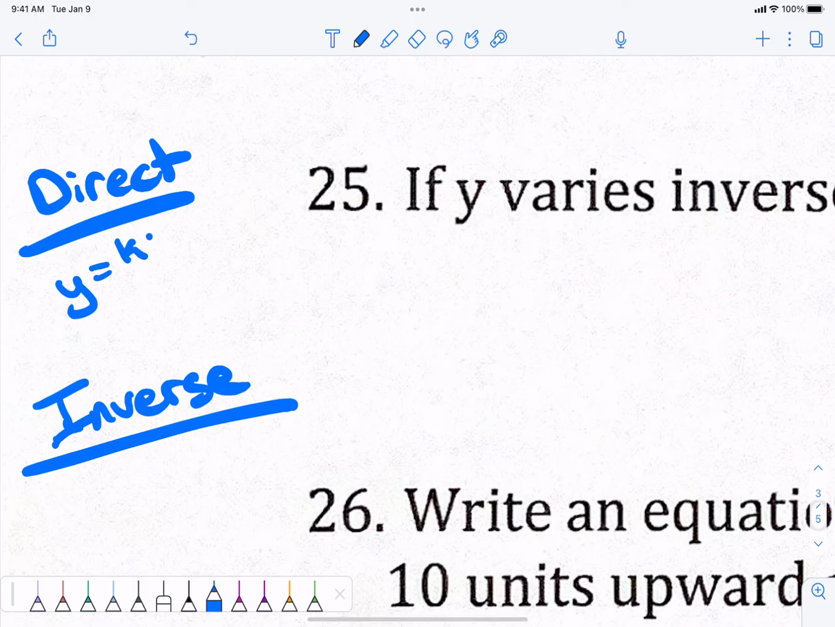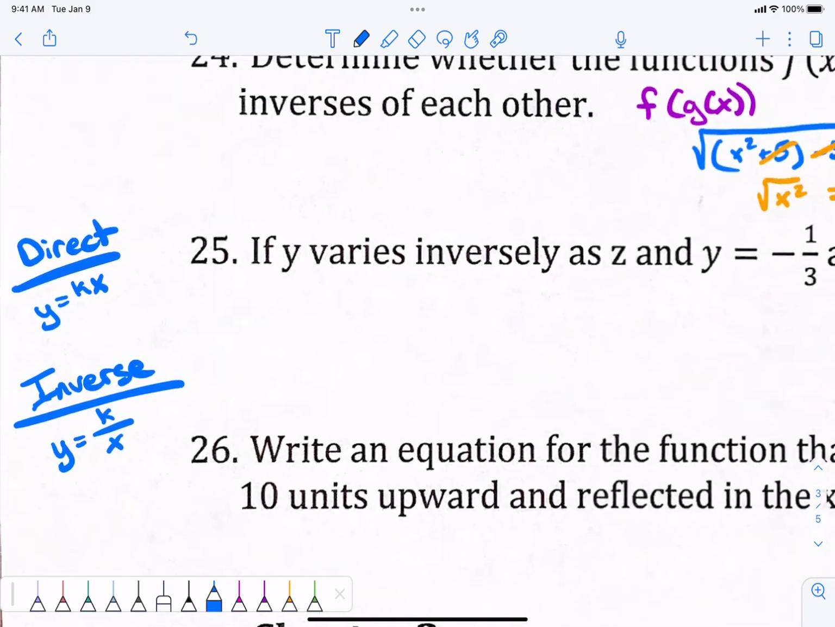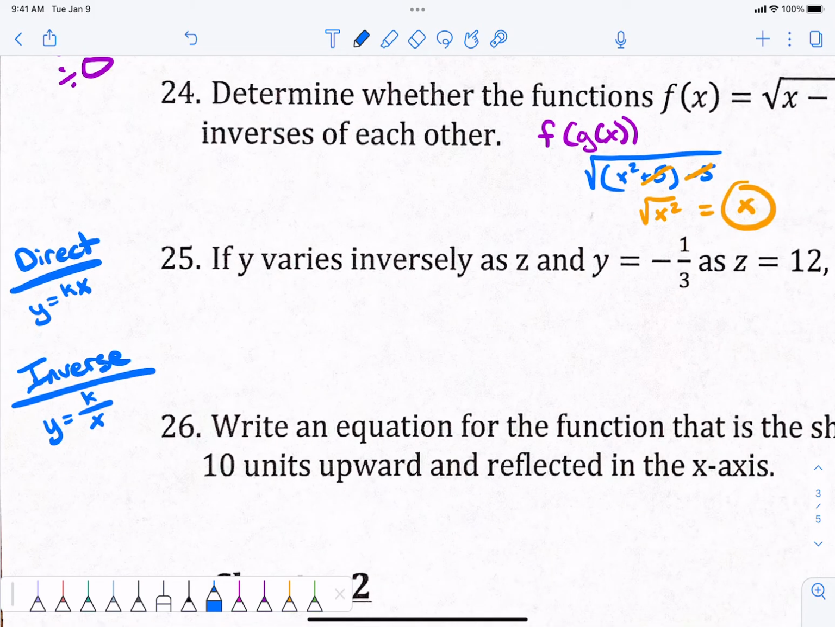What does inverse look like? Y equals x over k? No, other way around. k over x. Yep, the variable's on the bottom. This is like a boomerang function, a rational function. Okay, so now they're saying y varies inversely as z this time. So y varies inversely as z. That tells me that y equals k over z.